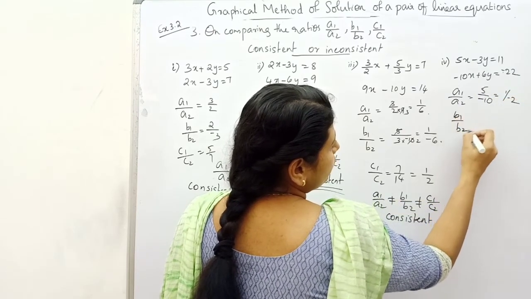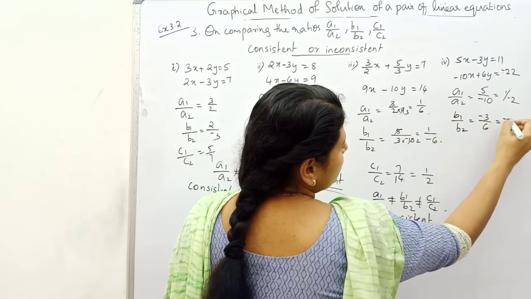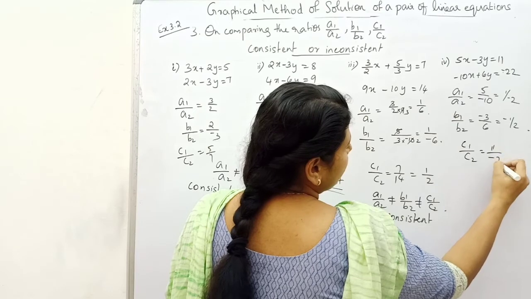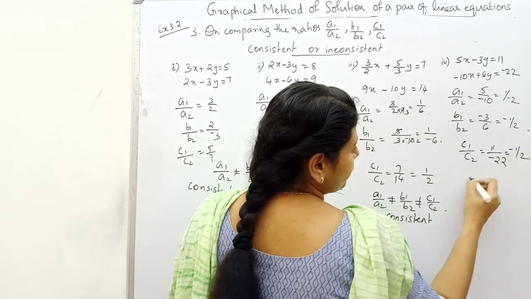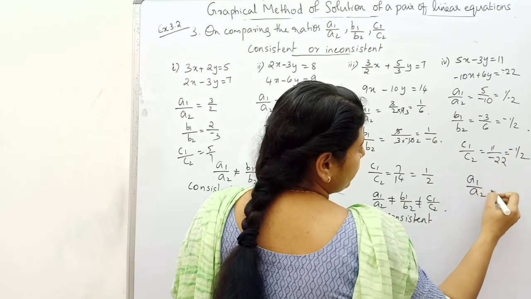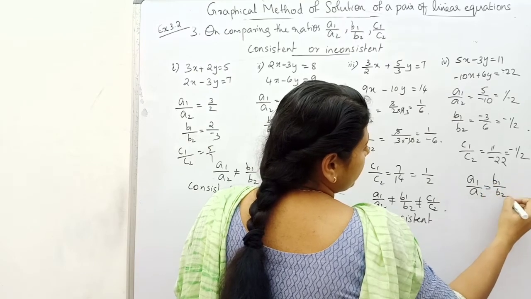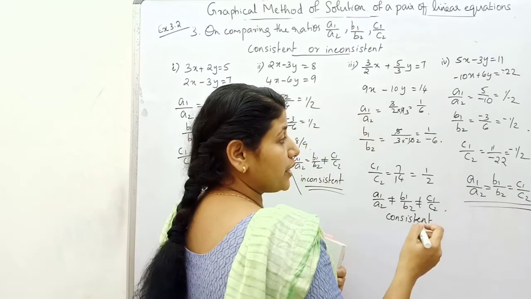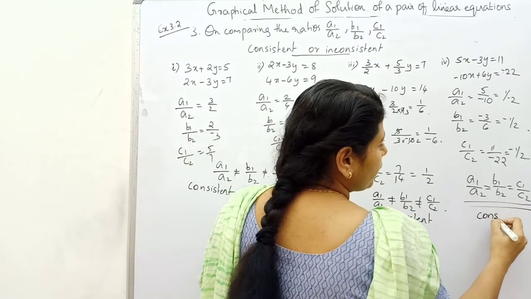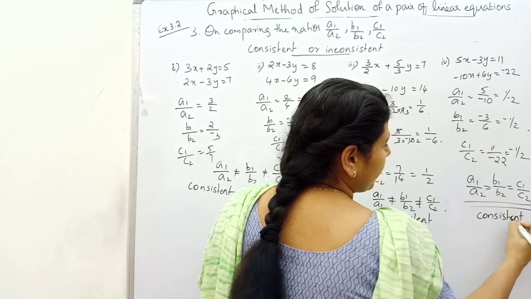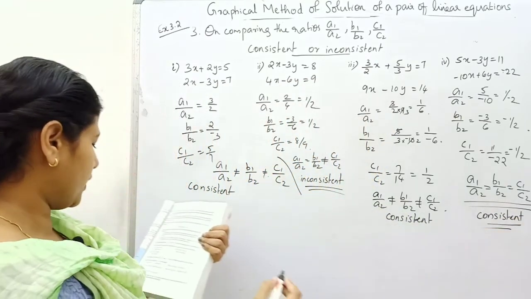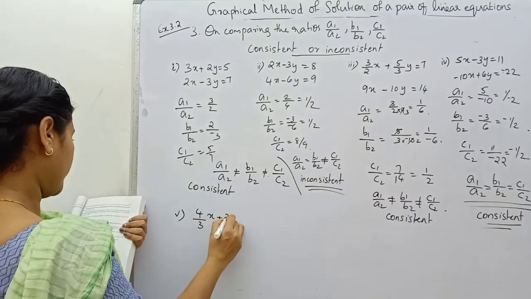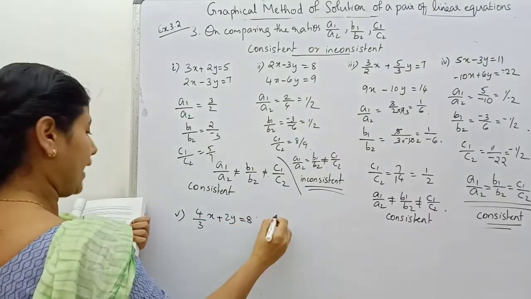b1 by b2 equal to negative 3 by 6. This is also negative 1 by 2. c1 by c2 is 11 by negative 22. Here also negative 1 by 2. So you got like this, a1 by a2 equal to b1 by b2 equal to c1 by c2. These are coincident lines. So you will get infinite number of solutions and this is also consistent.